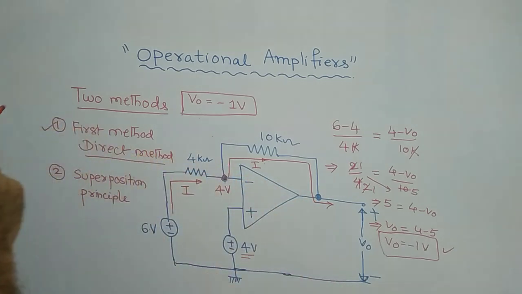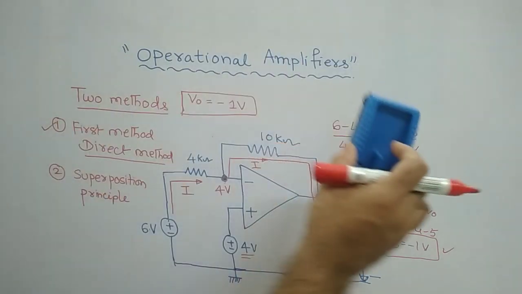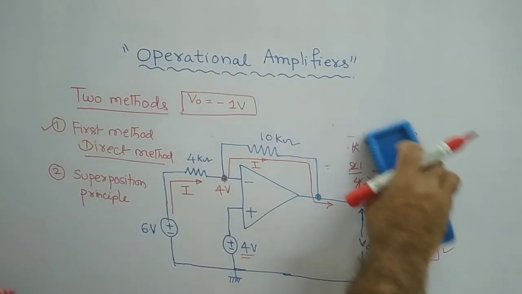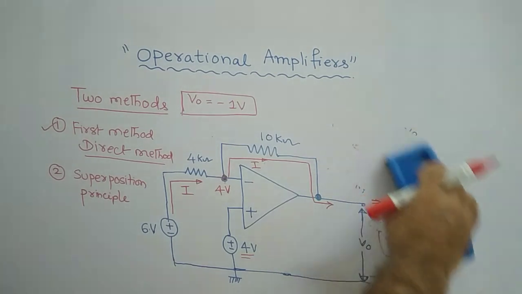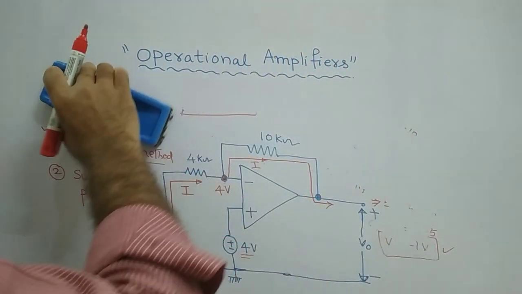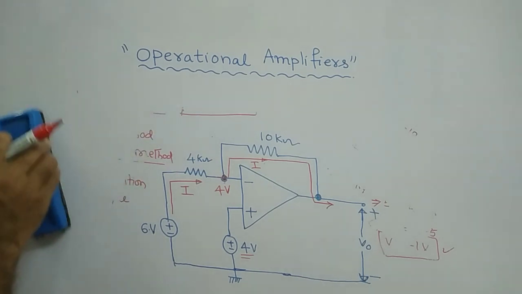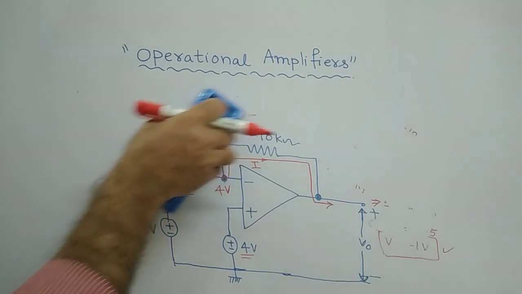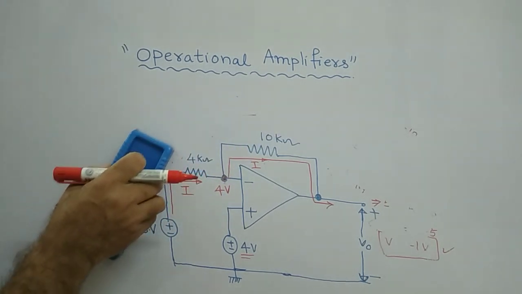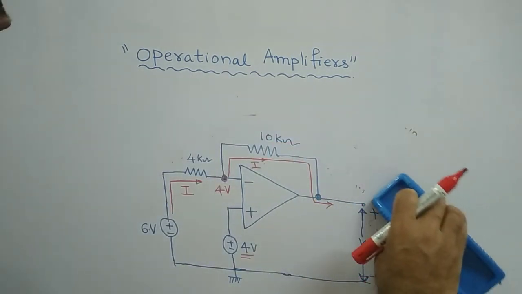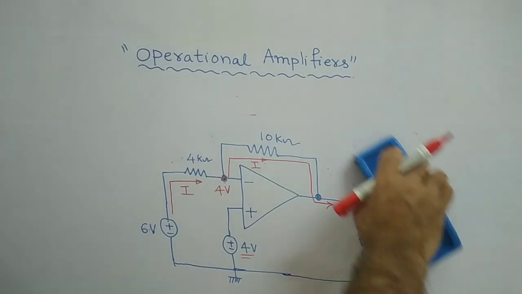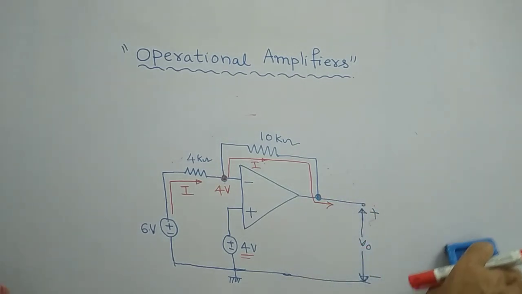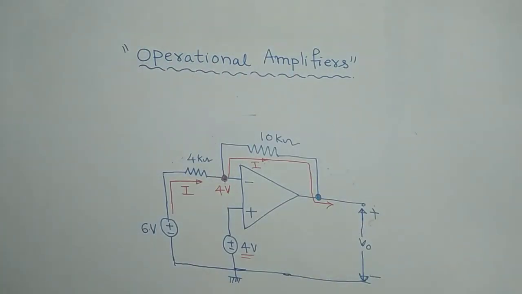Now coming to the second method. It is quite simple, not at all difficult. It uses the superposition principle. The superposition theorem states that if two power supplies are used in the circuit, then at a time consider one power supply while making the other power supply 0 volts.